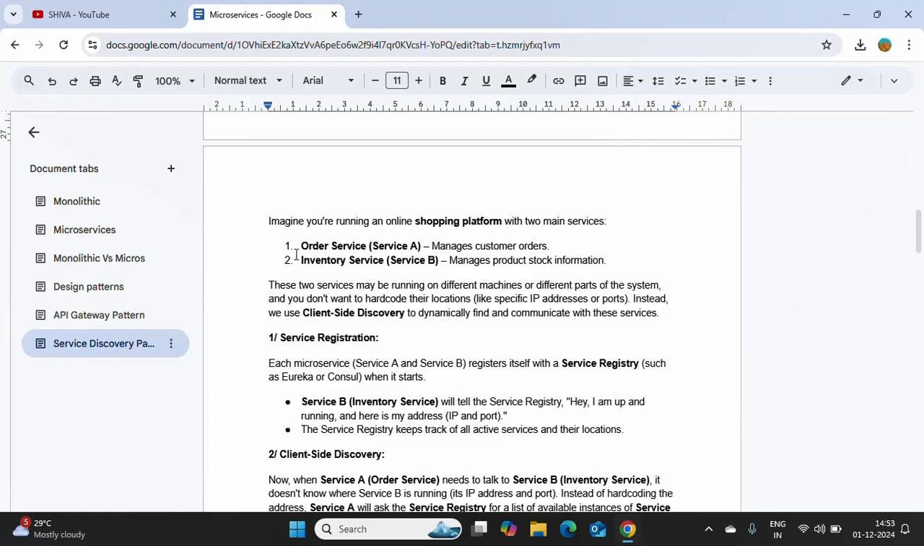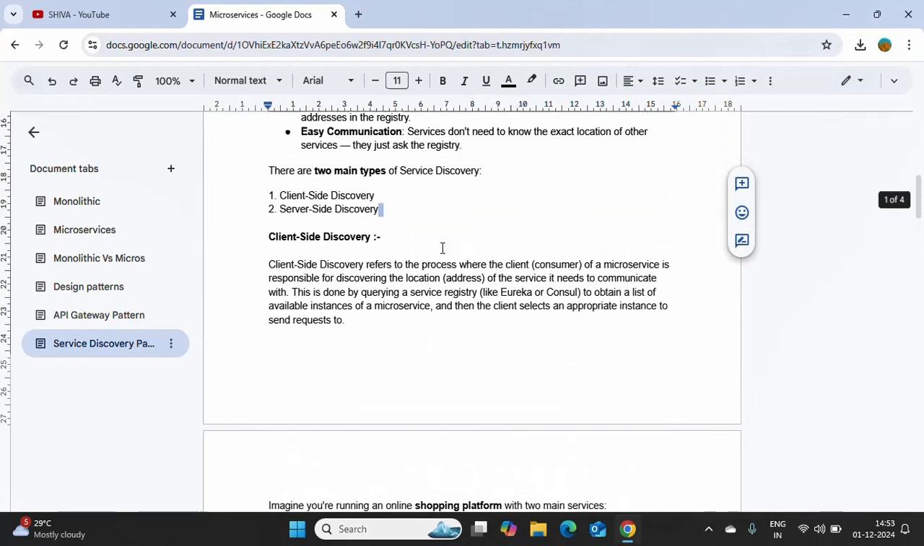To get this IP address and port, we are not going to hard code this information in the order service. Instead, we are going to depend on the service registry. We ask the service registry for the details of the inventory service, the registry gives that information, and we use it to make the call to the inventory service. This is the high level of the service registry, and it is divided into two types: the client-side service discovery pattern and the server-side service discovery pattern.